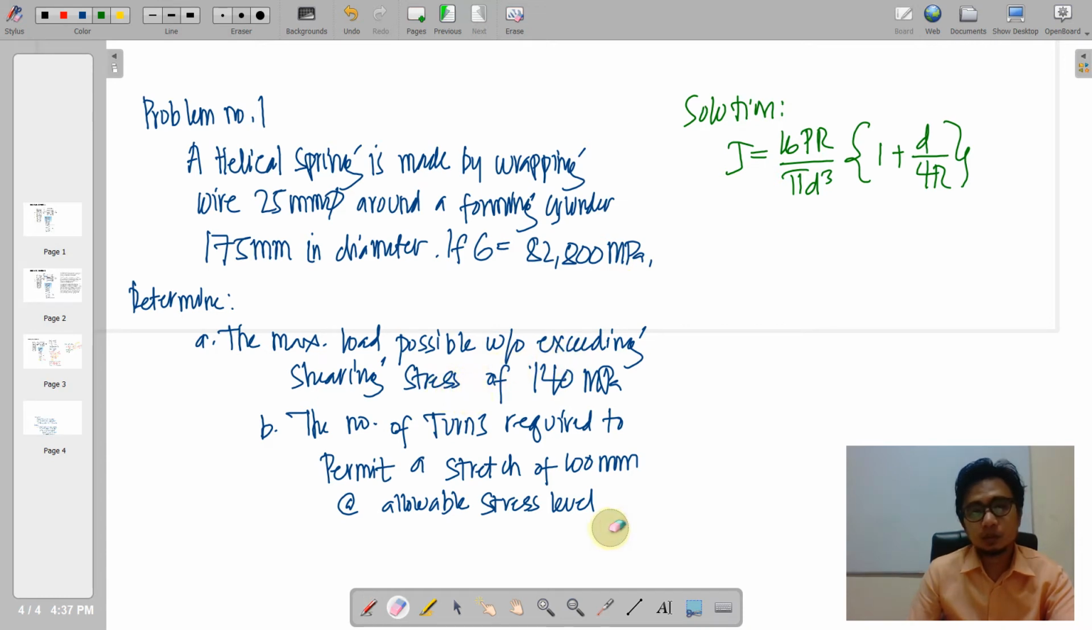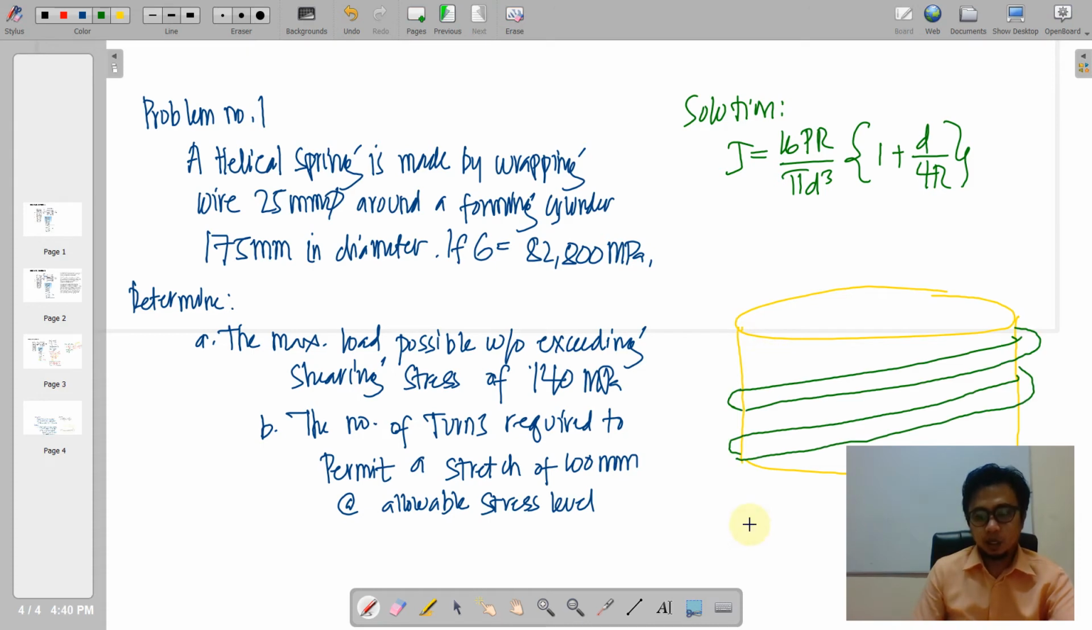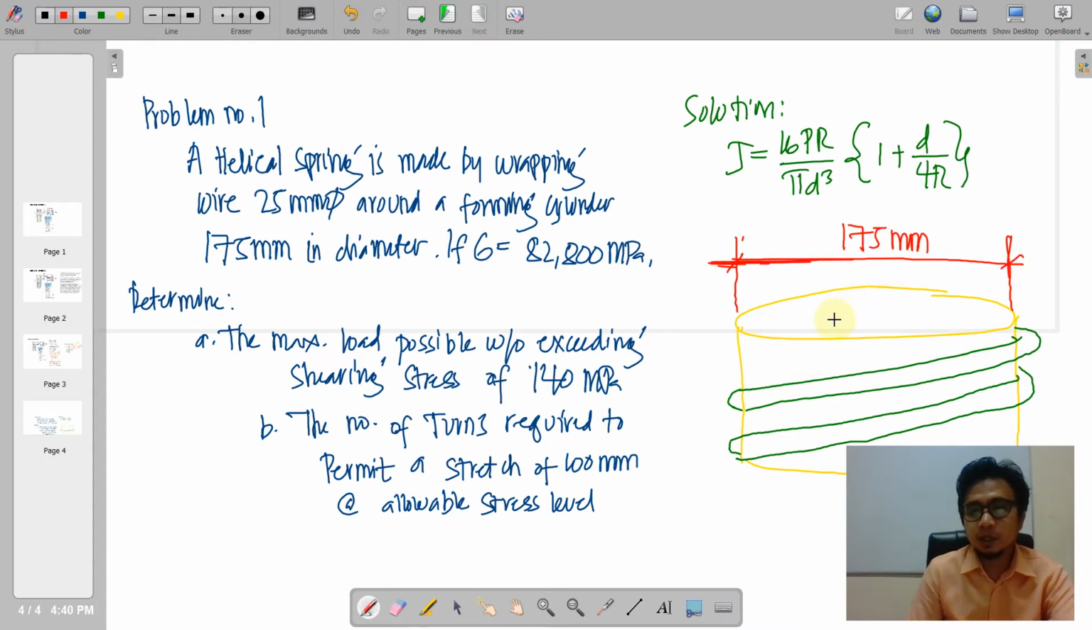Okay, so first we illustrate our cylinder. So here is the cylinder, and of course the wire that is wrapped around this cylinder, and the cylinder is noted to be of 175 millimeter diameter. So this is not yet our mean radius. We need to add the wire diameter from the center.